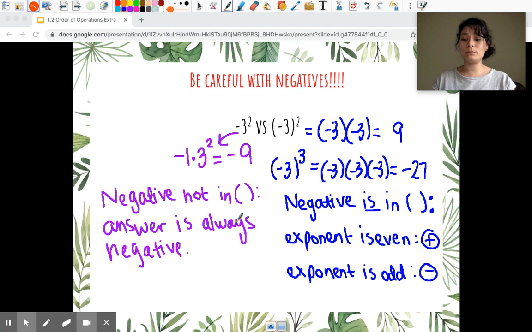Okay, so just something to keep in mind when you're evaluating things and simplifying things with order of operations. If you see exponents, you got to be careful. The first thing I would ask myself is, do I see parentheses or do I not see parentheses? If you don't see parentheses, your answer is going to be negative no matter what. If you do see parentheses, you'll want to make sure to make your answer positive if the exponent's even, and make it negative if the exponent is odd.